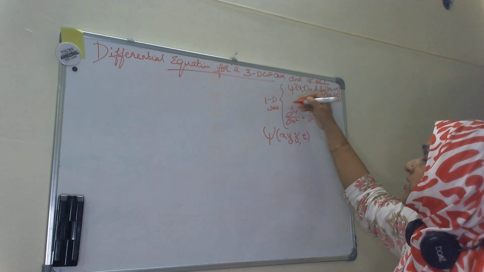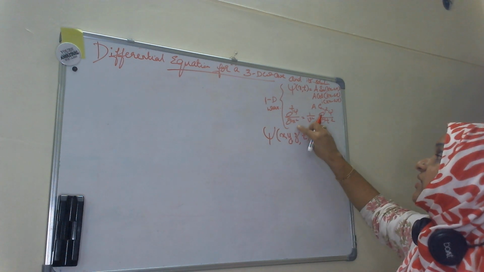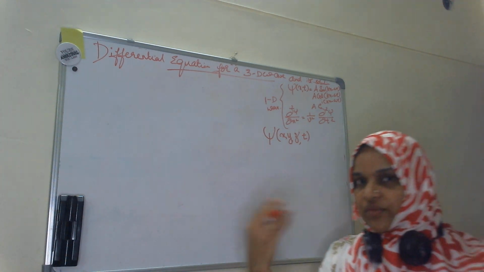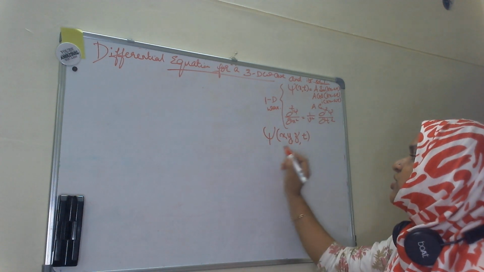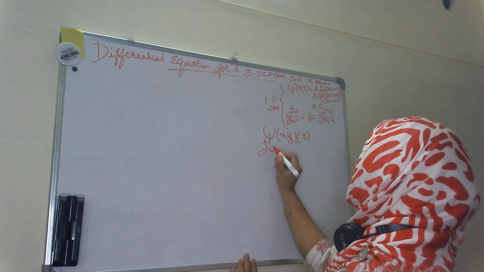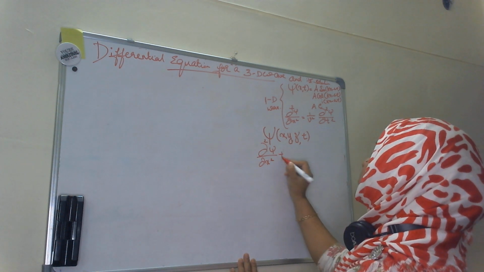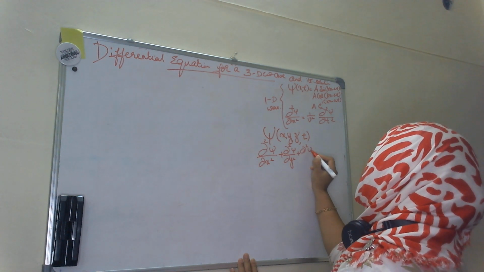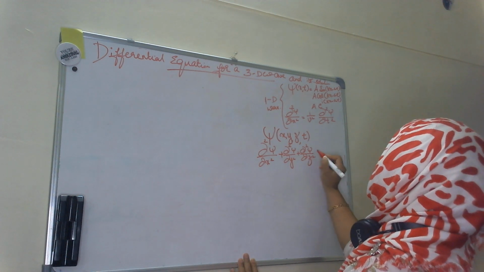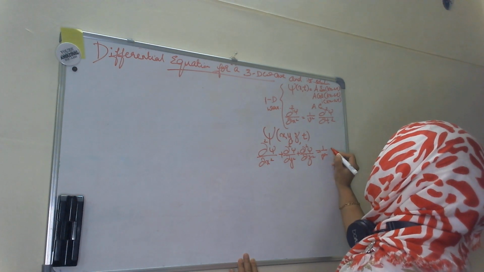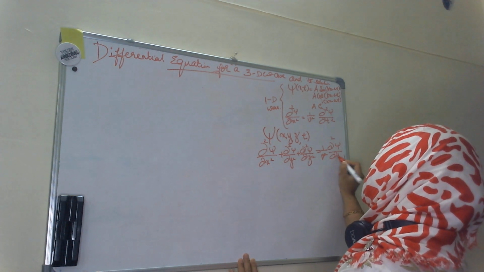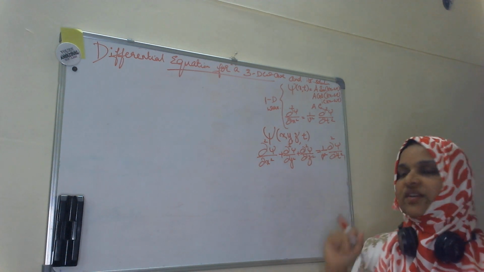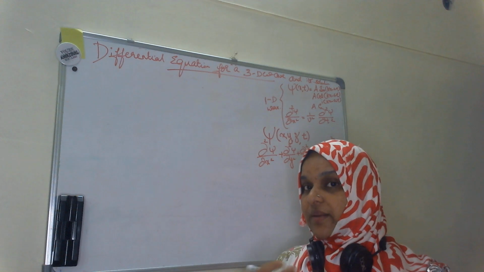So what will happen to this differential equation? Here the left hand side has a single term, dou square psi by dou x square. For a three-dimensional wave, this will change to dou square psi by dou x square plus dou square psi by dou y square plus dou square psi by dou z square. This will be equal to 1 by v square dou square psi by dou t square. This will represent a three-dimensional wave. This is a second order differential equation representing a three-dimensional wave.